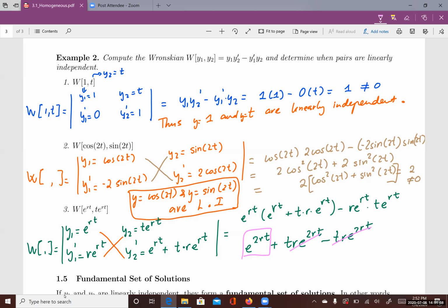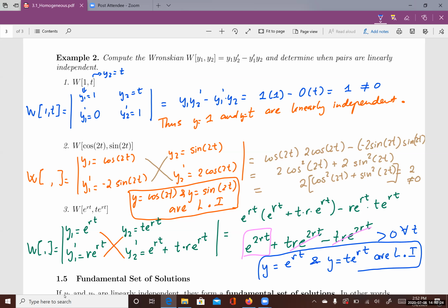And e to the 2rt, as you already know, is an exponential function. It's always positive. That means y equals e to the rt and y equals t e to the rt are linearly independent, because the Wronskians of all of these pairs are not 0.